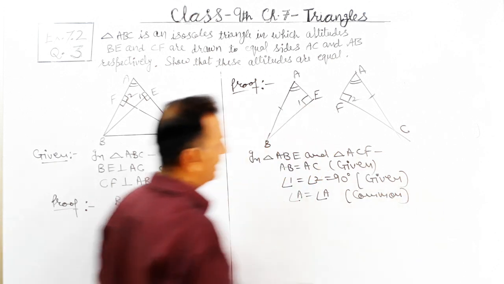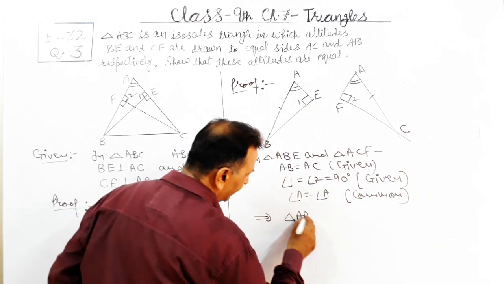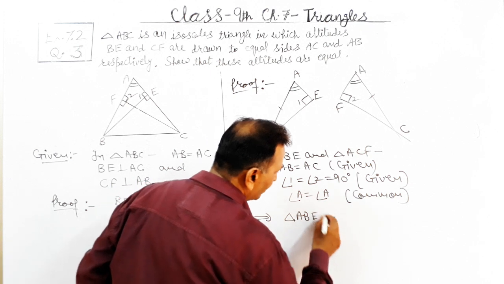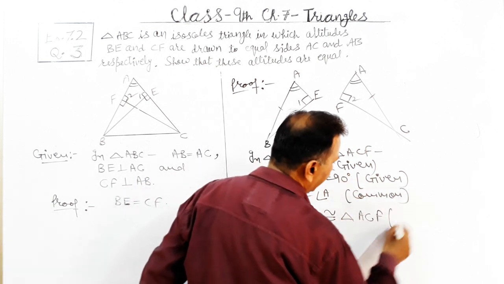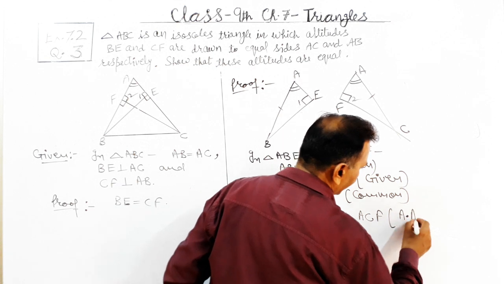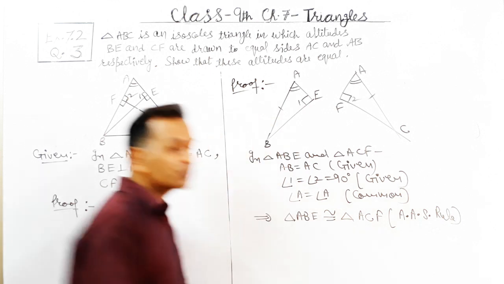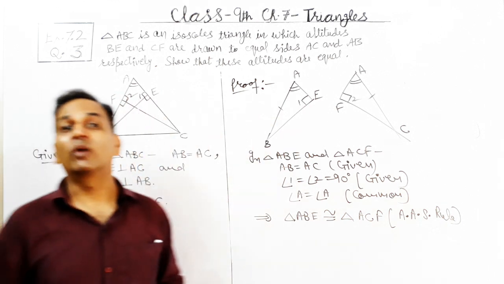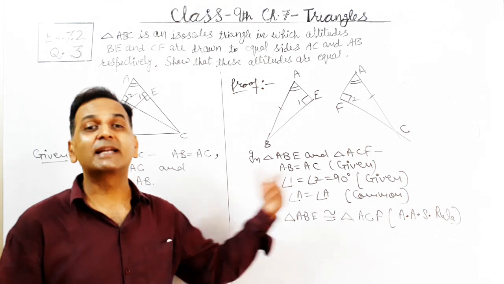And as we have already mentioned, this triangle ABE now can be called congruent to the other triangle ACF by angle side rule. Because we are using two angles and one side, the side which is not included, that's why we have written angle side.